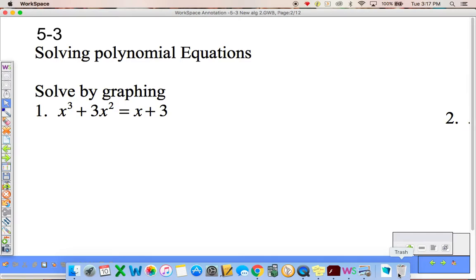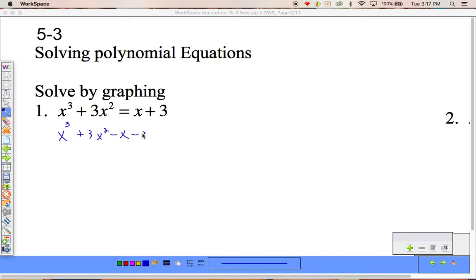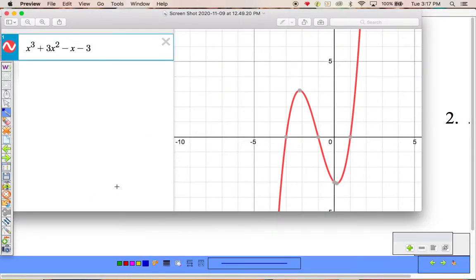We're going to set it equal to 0 and plug it into Desmos. So I'm going to say x to the third plus 3x squared minus x minus 3 equals 0. So I'm going to subtract an x and subtract a 3. I'm going to graph that in Desmos, and I'm just going to pull it up. It's going to look like this.